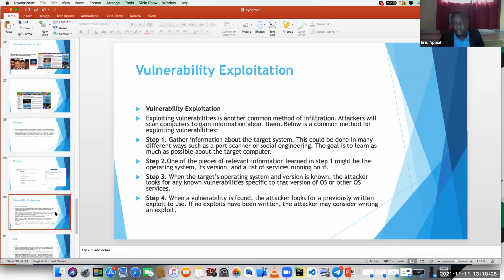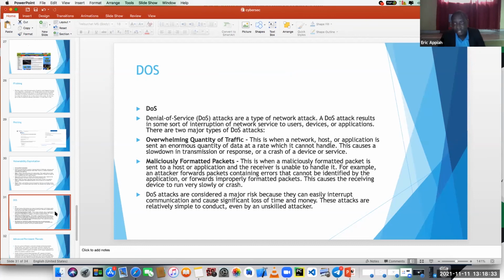All right, let's talk about denial of service attack. A denial of service attack is a type of attack where huge requests are sent to a network such that the network is unable to process them, causing traffic and interrupting the network. As such, the systems will be unavailable to users. So there's huge traffic, and then there are maliciously formatted packets, right? Denial of service attacks are considered a major risk because they can easily interrupt communication and cause significant loss of time and money.